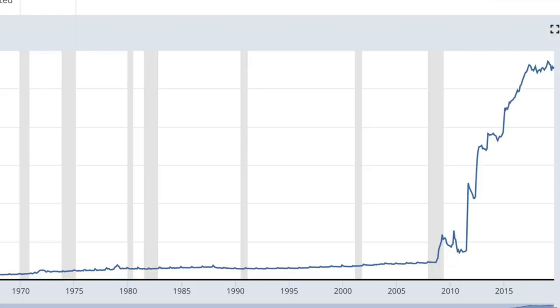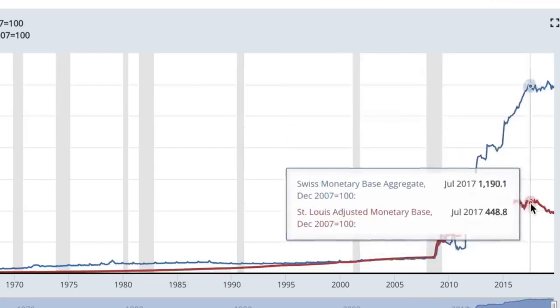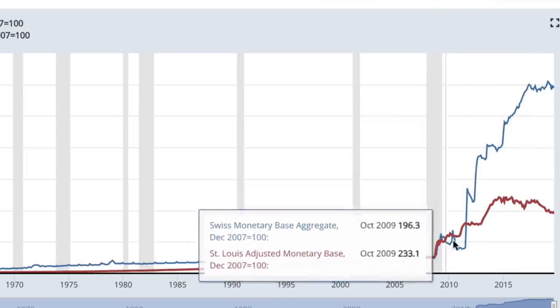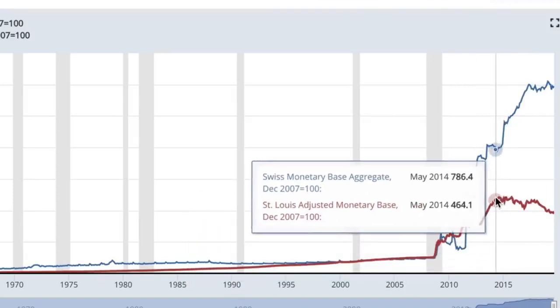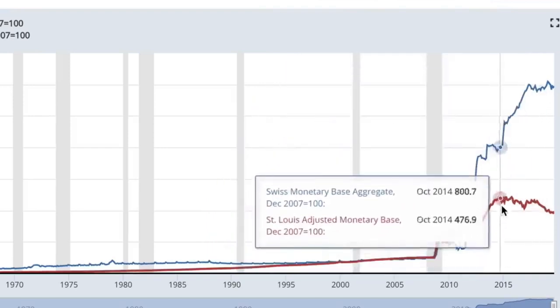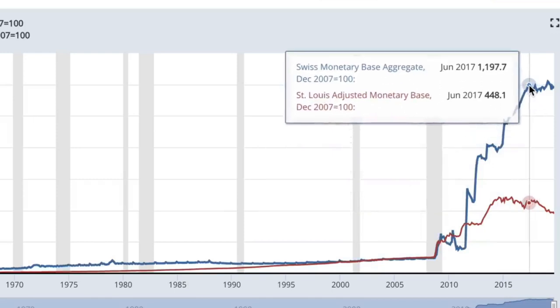Now, to give you a sense of the scale of the Swiss National Bank's currency creation, this is their currency creation compared with the U.S. Federal Reserve's currency creation. So this is all the currency that Ben Bernanke and Janet Yellen created, and then the Swiss National Bank. So we created about five times the original amount of currency. They've created 12. 12 times.